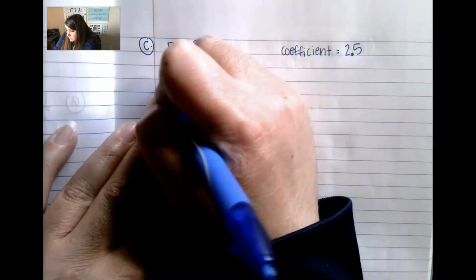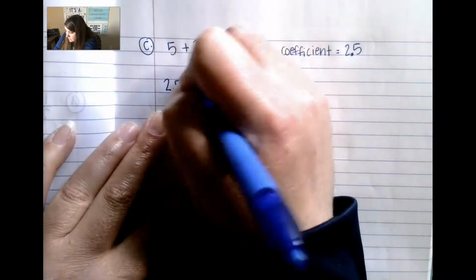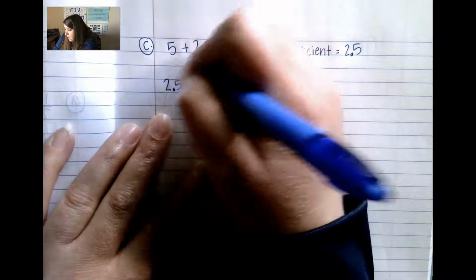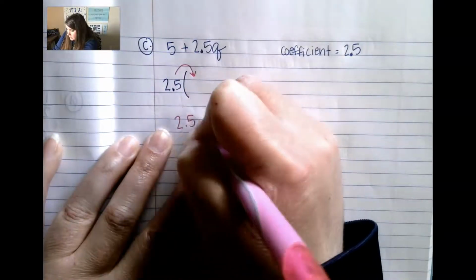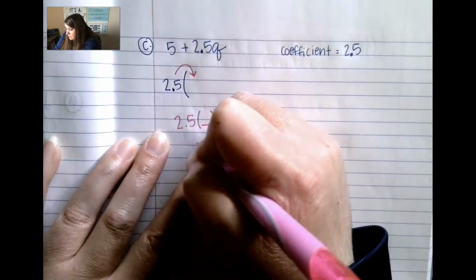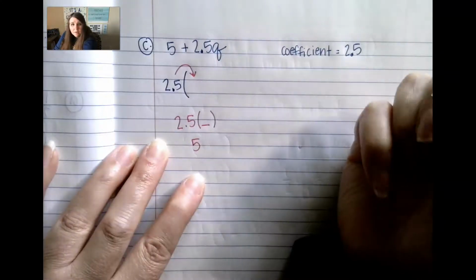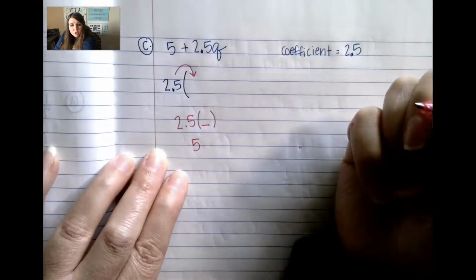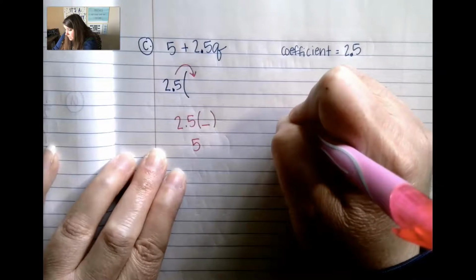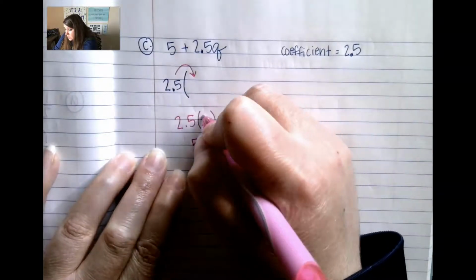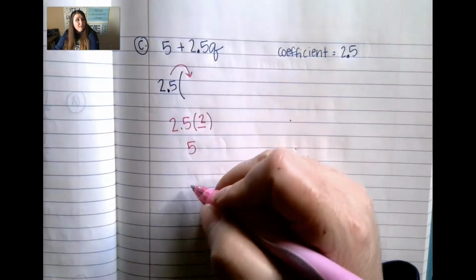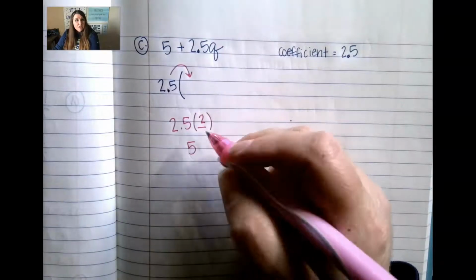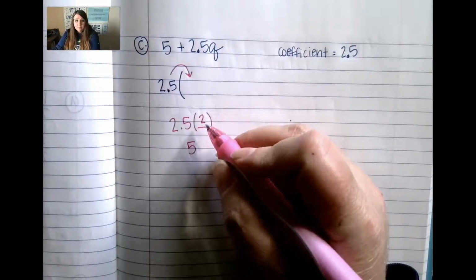So we need to factor out the coefficient, but we're going to have to write it just like we do here. So we're going to pull 2.5 out, and I want to know, how do I get to 5 and then to the q? So 2.5 times what will give me an answer of 5? We can think of this as 2.5 times 2 will give me an answer of 5. If you wanted to, you could take 5 and just divide it by 2.5, and you would see that you get your answer of 2.